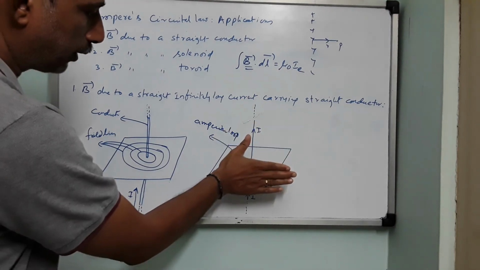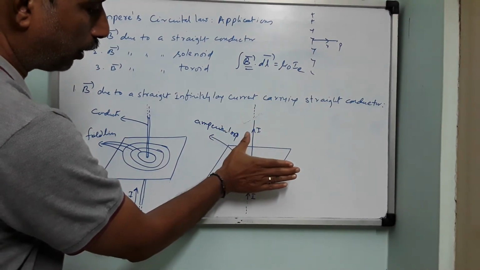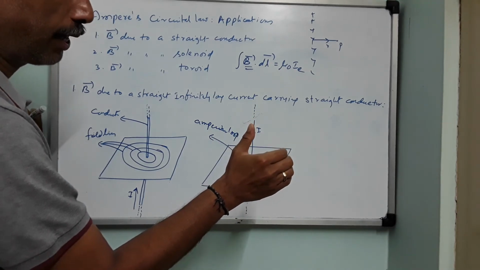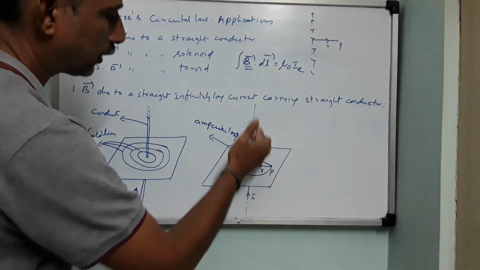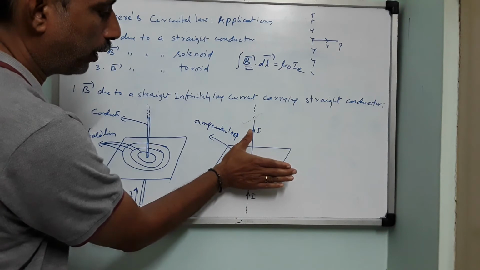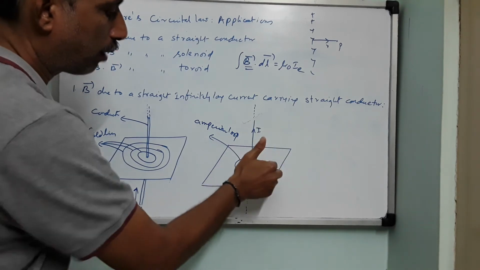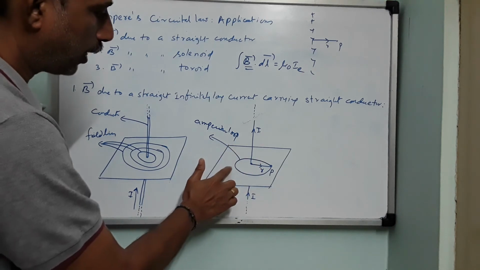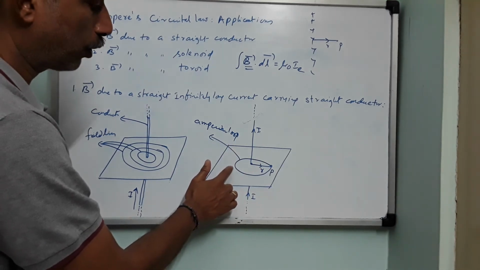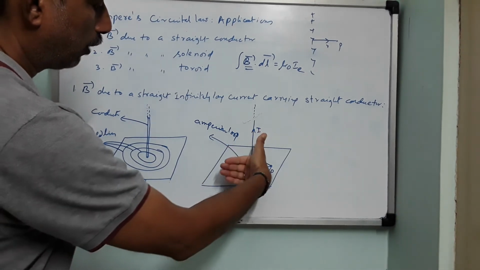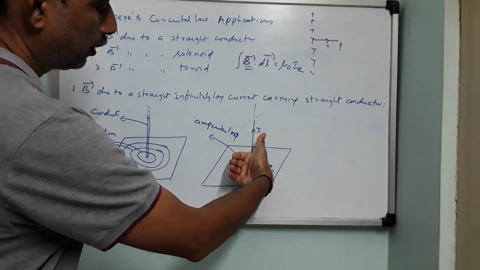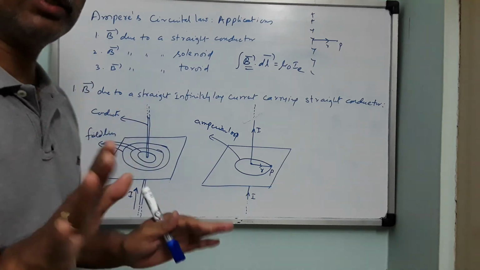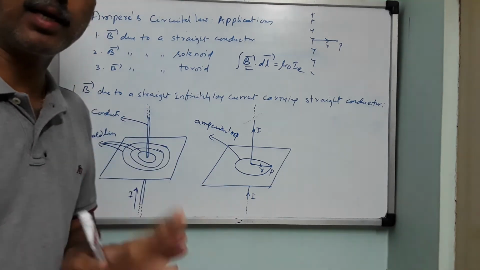Now if I hold like this, at point P, the curling of the remaining fingers will show the direction of magnetic field. So on the right side of this conductor, at point P, the magnetic field will be going normally into the plane of the page. Of course, on the left hand side, if I imagine another point Q here, it will come out like this. So on the left side it will come out, on the right side it will go inside.